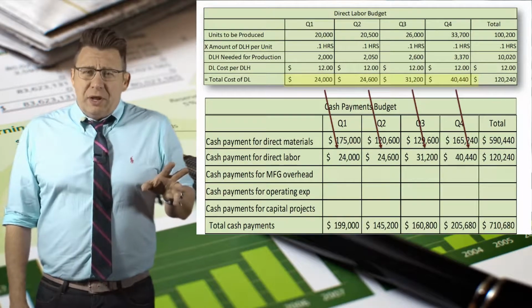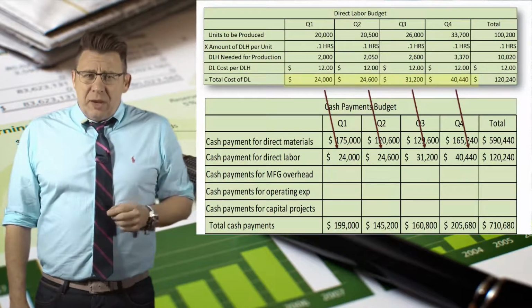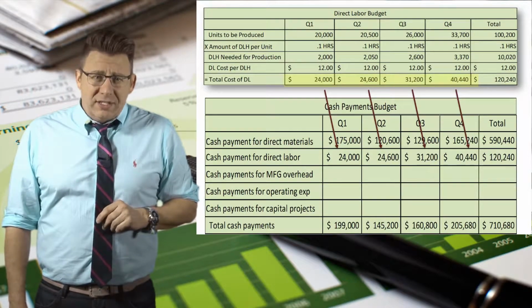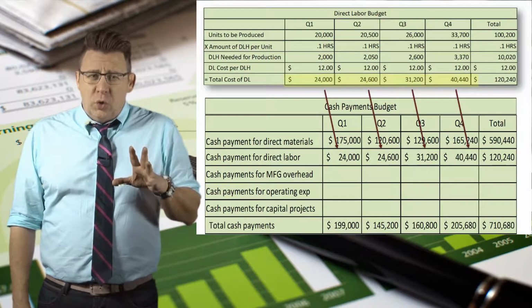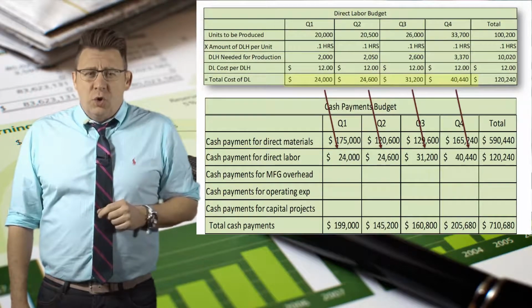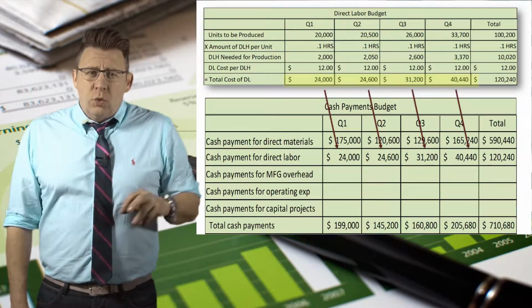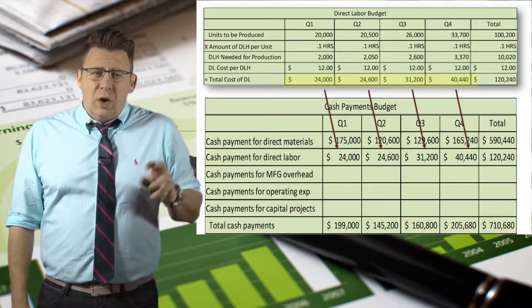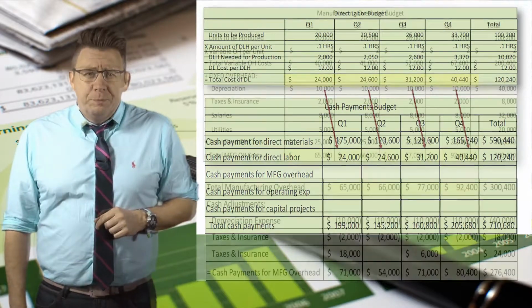Using the direct labor budget, we can see the cost of our labor. It's unlikely employees will wait a quarter to be paid, so let's assume that the amount owed is paid in the same quarter the costs are incurred. So we enter Q1 costs for direct labor into Q1 payment for labor.